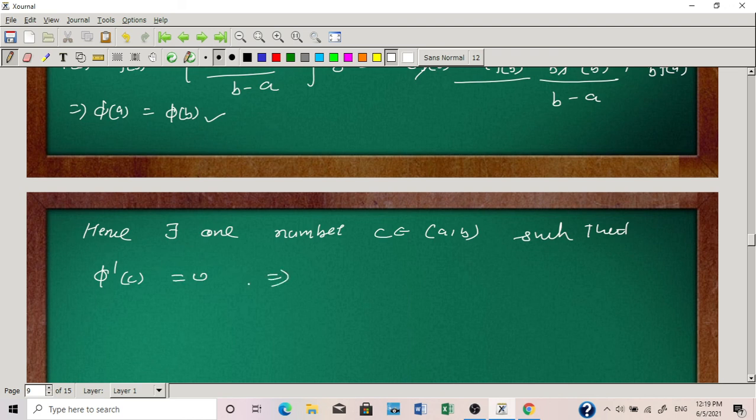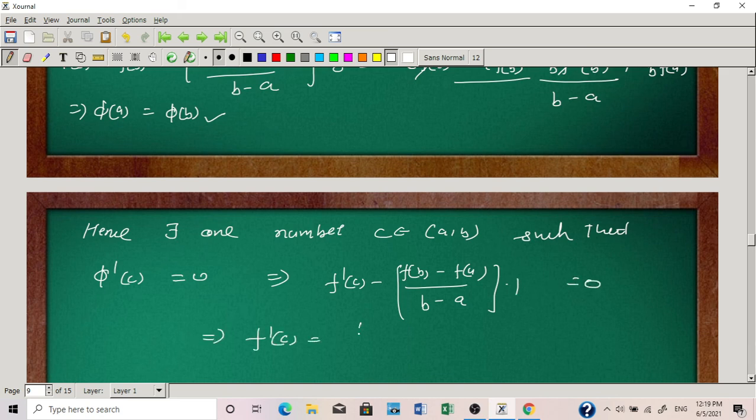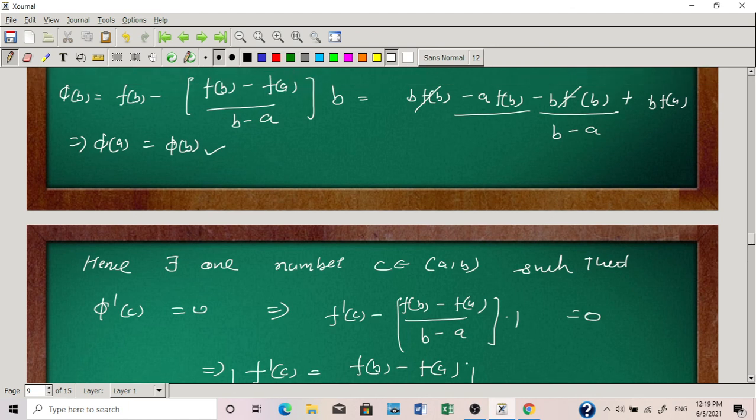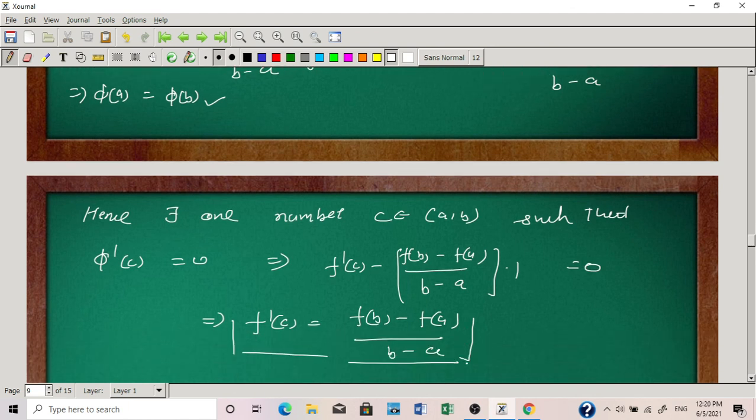This implies, now the derivative of phi is the derivative of f at c minus (f(b) - f(a))/(b - a), and the derivative of x is simply 1. This is equal to 0. This implies f'(c) = (f(b) - f(a))/(b - a). So this is the proof of Lagrange's mean value theorem. अभी के लिए इतना ही. Thank you.